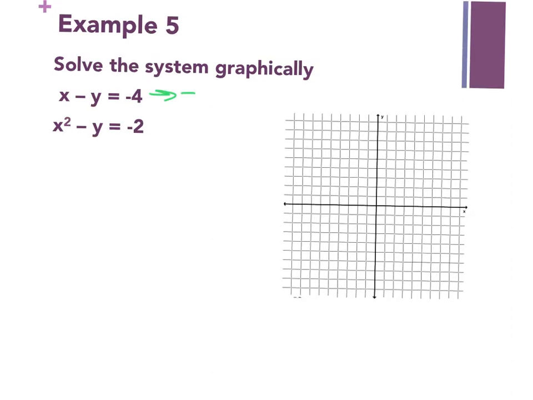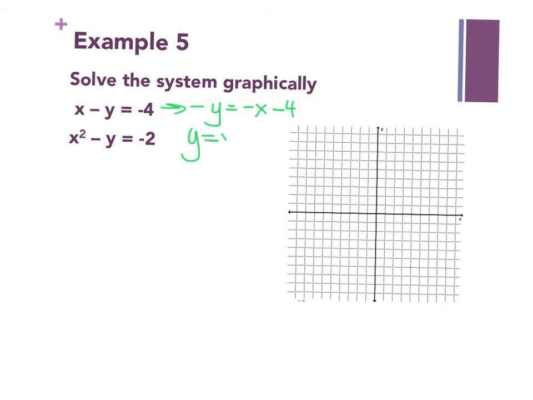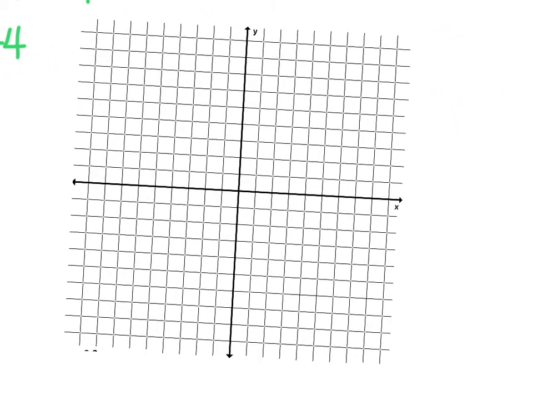So this would be negative y equals negative x minus 4. So y equals x plus 4. The more accurate you can be on these, the better off you're going to be at the end. So if I go to 4, and I go up 1 and over 1 as many times as you want, so that you know that you can get a nice straight line. This is where your ID comes in handy.